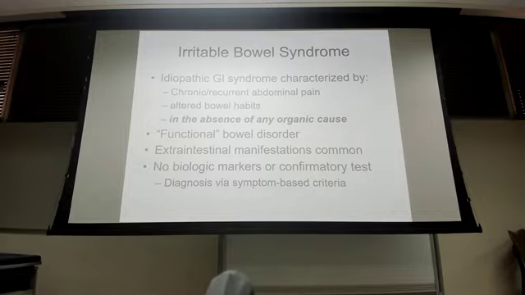Idiopathic functional GI disorder. 3 major features. You need to know these features for IBS. Chronic or recurrent abdominal pain. Chronic or recurrent. Not out of the blue, my belly started hurting today. Right? So chronic or recurrent.